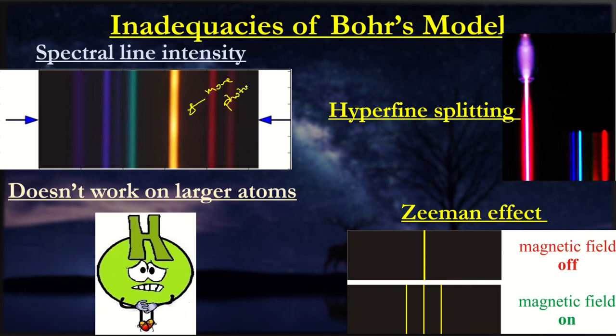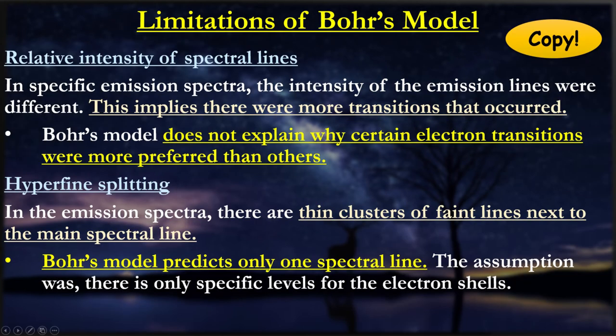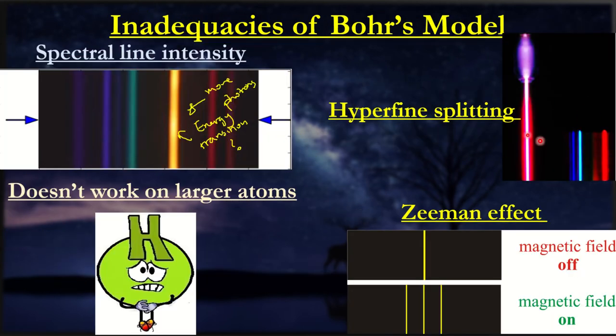But if there's more photons, that means this energy transition is more favored. So the question is, why? Why is this energy transition more favored than other energy transitions? That's not explained. The other one we have is hyperfine splitting. You can see here you have your main line, so your main red, your main blue.